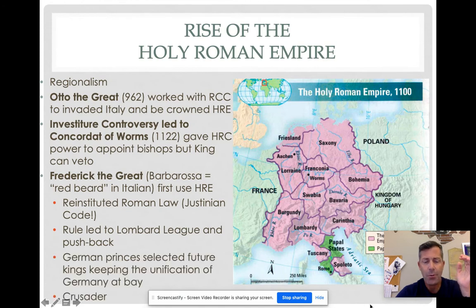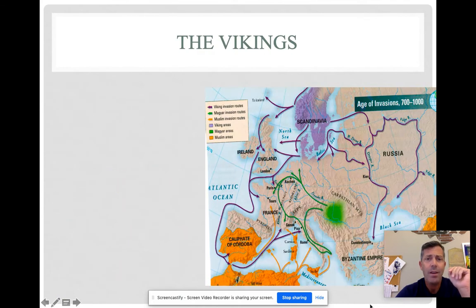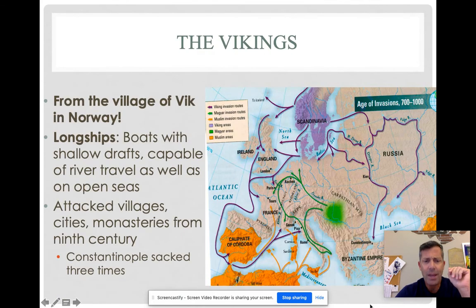I'm going to fly through this. We have Frederick the Redbeard, Barbarossa, who does fight in the Crusades. A little bit about the Vikings.